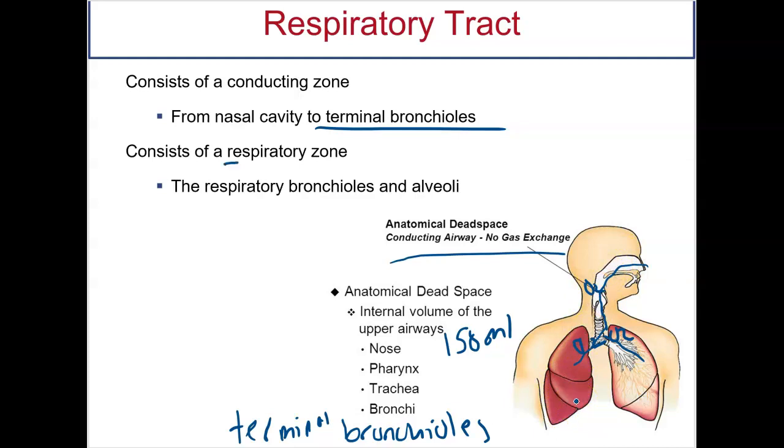Now the respiratory zone is where the gas exchange occurs. So this is going to exchange gases with your pulmonary capillaries. And this consists of structures called respiratory bronchioles and alveoli. And we'll look more at this anatomy shortly.